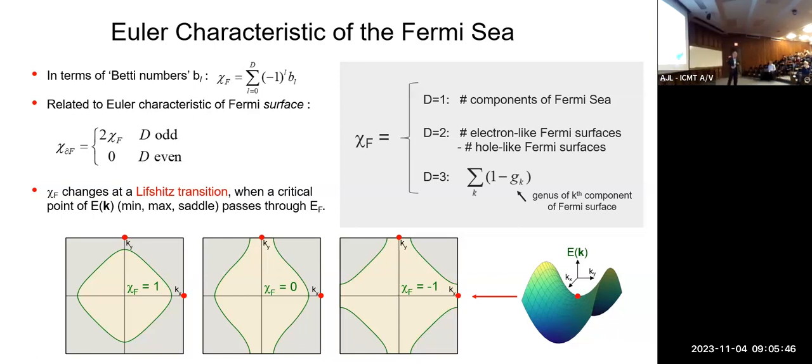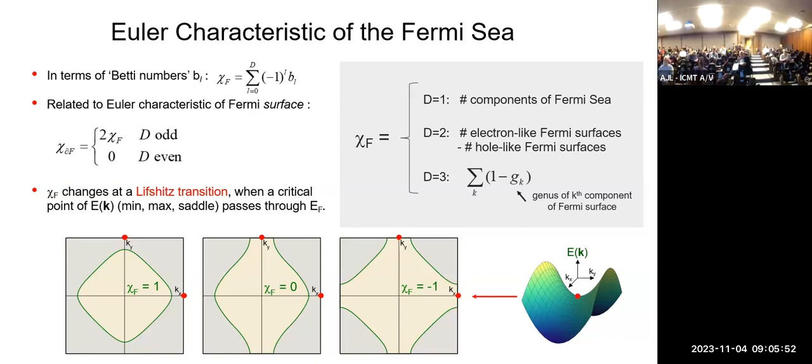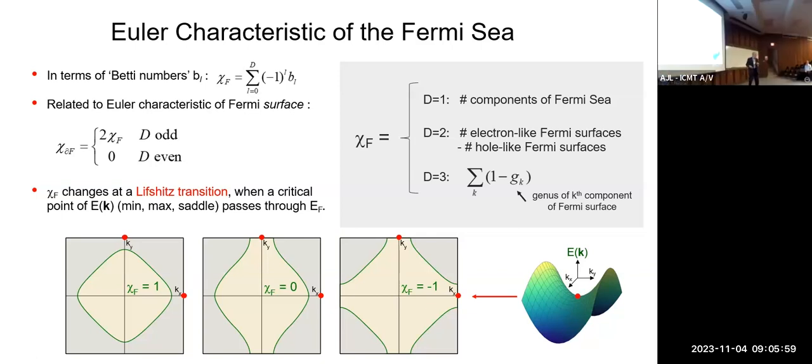In two dimensions, it's the difference between the number of electron-like Fermi surfaces and the number of hole-like Fermi surfaces. In three dimensions, it's related to the genus. Like copper has handles on it. So the Euler characteristic of the three-dimensional Fermi sea is related to the genus of the Fermi surface. So this is what the Euler characteristic is.